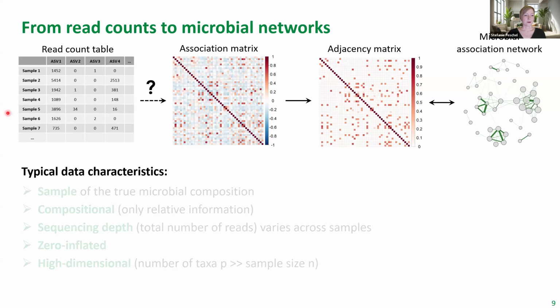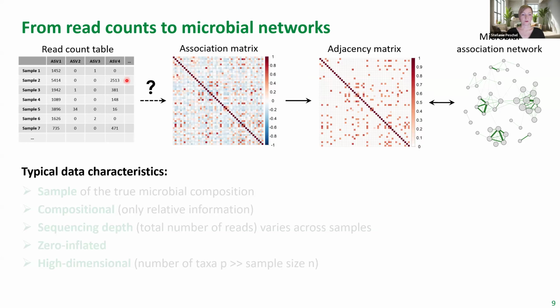Such a read count table here on the top left is what you usually start with. Here you have samples in rows and ASVs in columns. This can also be families or genera. And the cells correspond to read counts. And here on the right-hand side, we have an association network, what we usually want to end up with. This network is represented by a so-called adjacency matrix, where each entry corresponds to an edge in the network. And this, in turn, is a sparse version of the association matrix, which we have to compute.